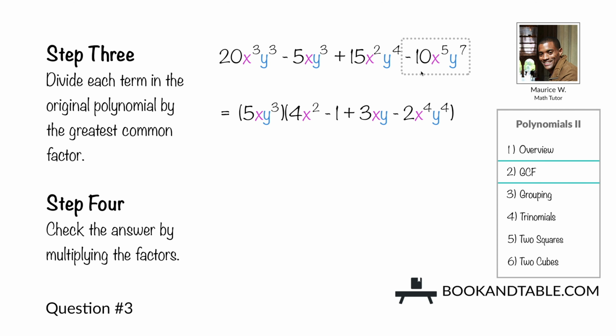And the last term, negative 10 divided by 5 is negative 2. X to the fifth divided by x is x to the 5 minus 1, which is 4. And y to the seventh divided by y to the third is equal to y to the 7 minus 3, which is y to the fourth. So we wind up factoring the polynomial into 5xy cubed times 4x squared minus 1 plus 3xy minus 2x to the fourth y to the fourth.